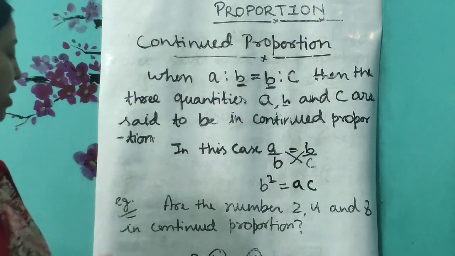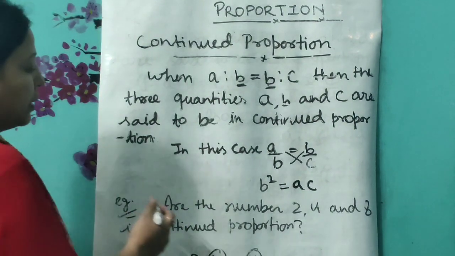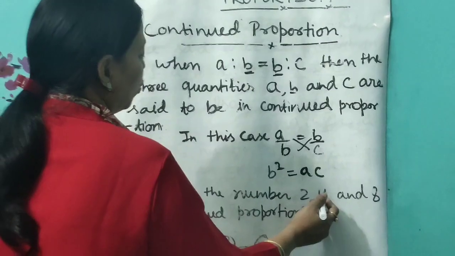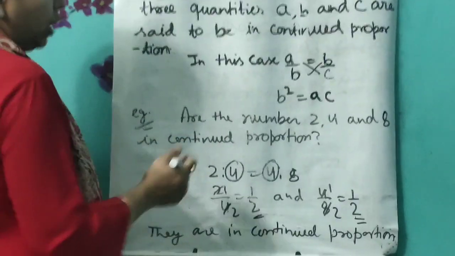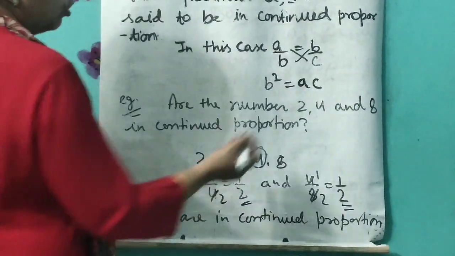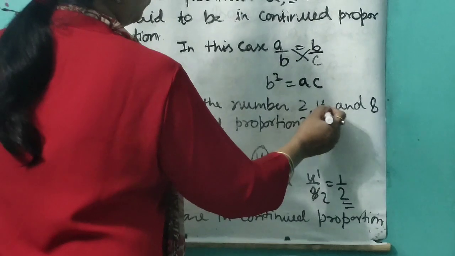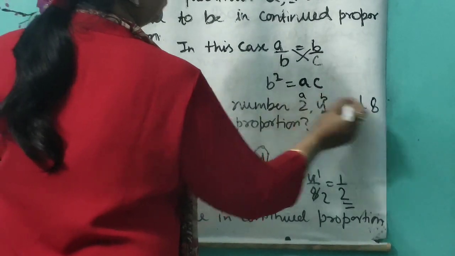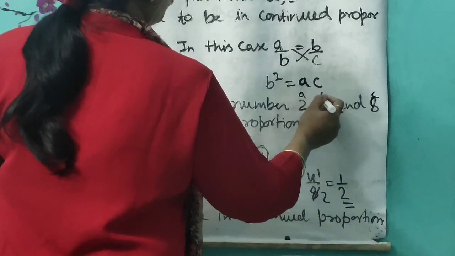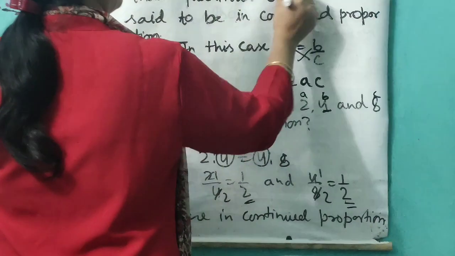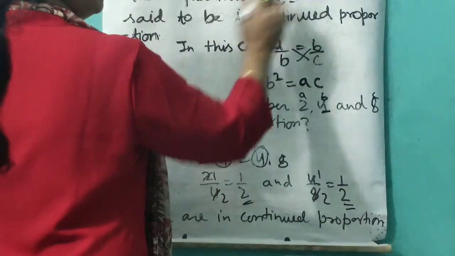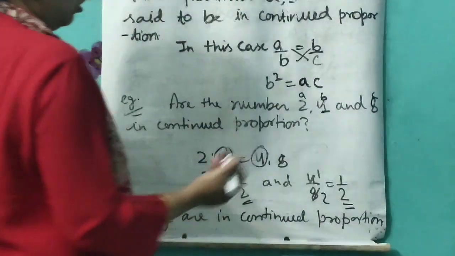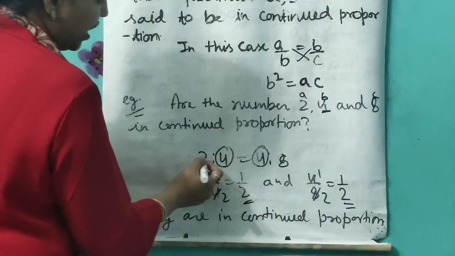Now you can understand it better with one example. Are the numbers 2, 4 and 8 in continued proportion? You have to check whether these three numbers are in continued proportion or not. Suppose the first is A, the second is B and the third is C. You can write in the form of continued proportion, A is to B is equal to B is to C. If it is in this form, then they are in continued proportion. So you can check it.